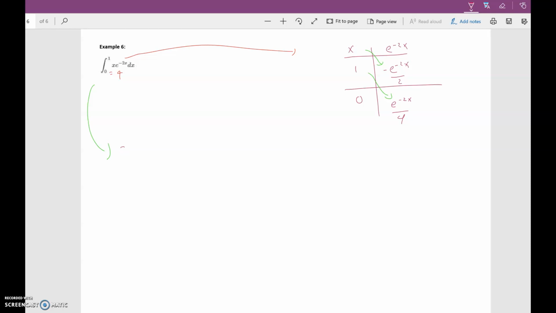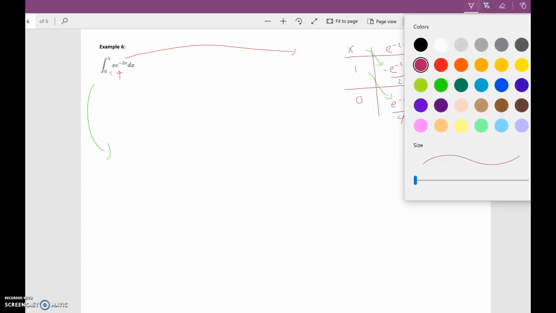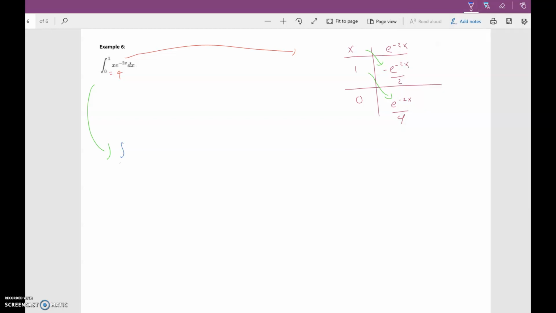So let me rewrite the whole thing. The actual integral, in this case, from 0 to 1, x e to the negative 2x dx can be expressed as negative x e to the negative 2x divided by 2 plus e to the negative 2x divided by 4 with our limits of integration from 0 to 1.